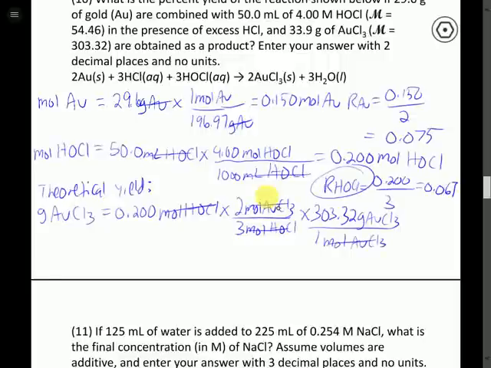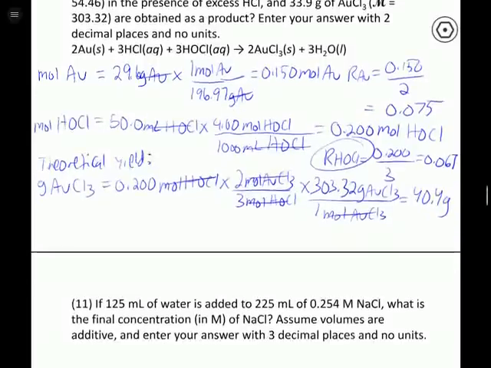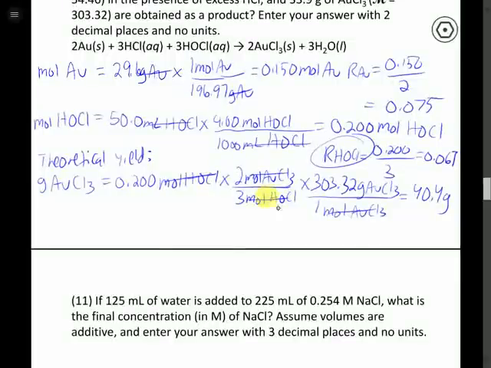So when we do this calculation, we get 40.4 grams. So that means 40.4 is the maximum amount of product that can be formed. That's the theoretical yield, the yield of the product when all of the limiting reactant has been consumed. And we use stoichiometry to figure out what that number is.